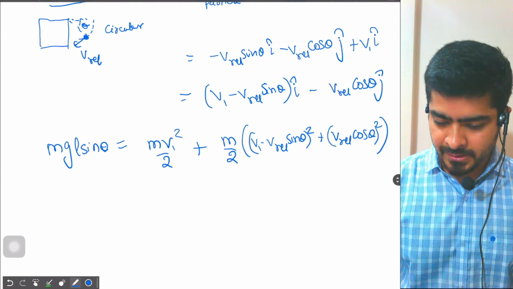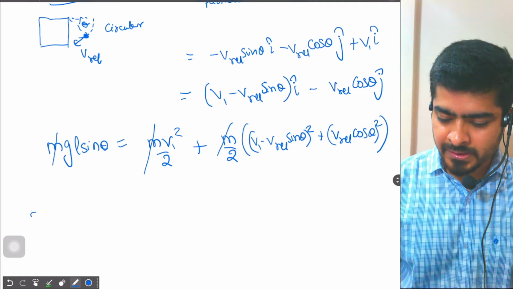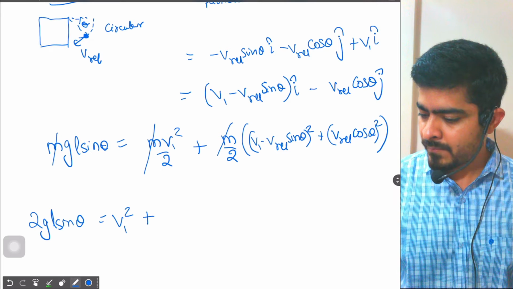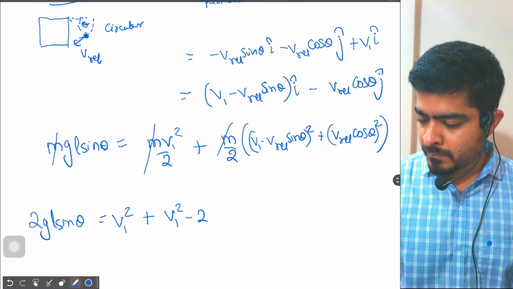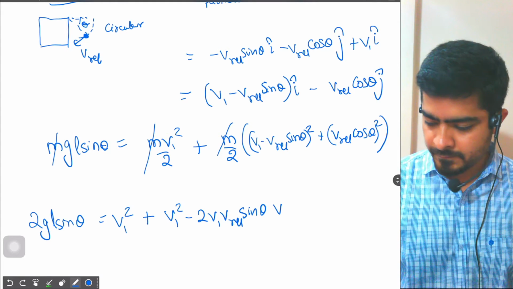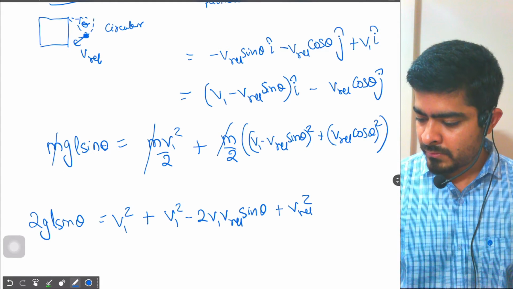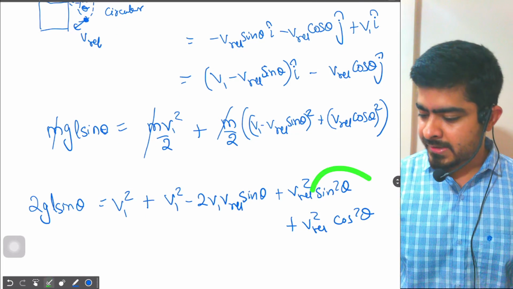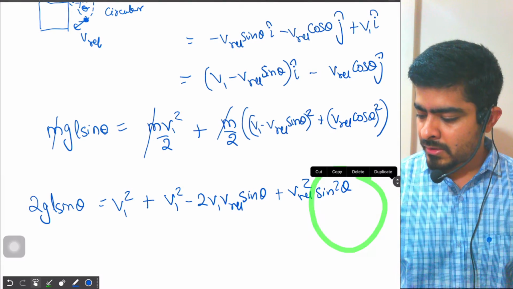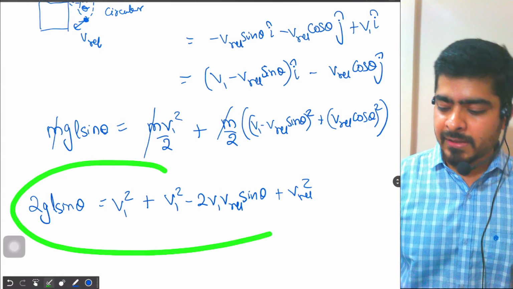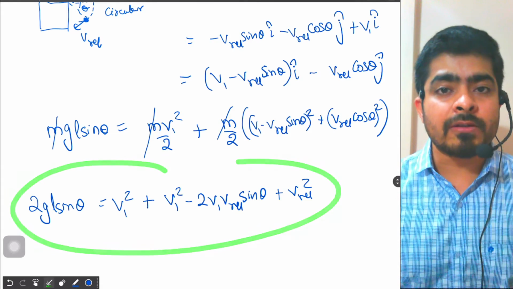Simplify this, m will get cancelled out and take 2 on the other side. So 2gL sine theta will be equal to v1 square plus v1 square minus 2 v1 v relative sine theta plus v relative square sine square theta plus v relative square cos square theta. So basically here sin square theta plus cos square theta will add up. So you will be left with v relative square. Okay. Now we have this equation with v1 and v relative. We need one more equation with v1 and v relative.